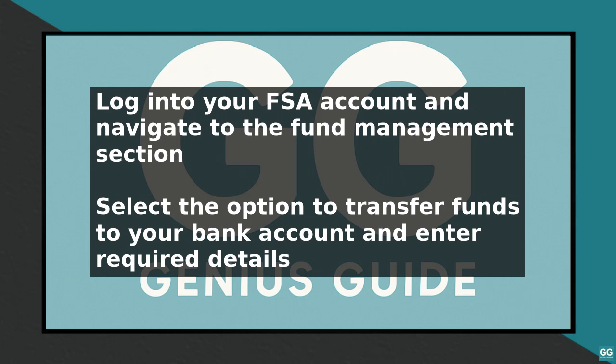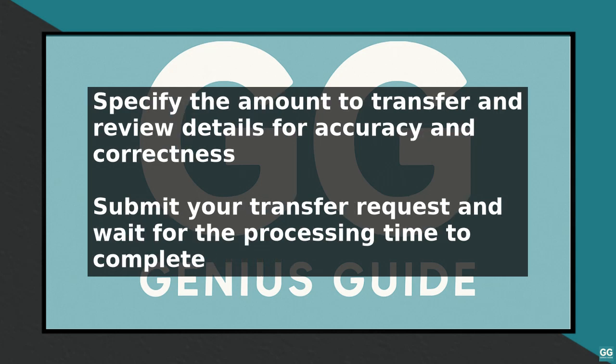Review the transfer details to ensure everything is correct, including the amount and the bank account information. Submit your transfer request. The processing time may vary depending on your FSA provider, but it typically takes a few business days for the funds to appear in your bank account. Keep in mind that there may be limits on how often you can transfer funds or minimum and maximum transfer amounts, so it is a good idea to check with your FSA provider for specific rules.